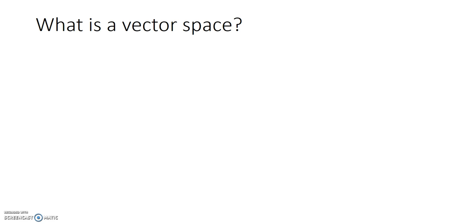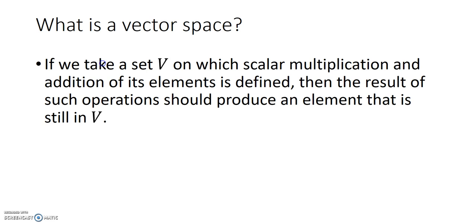So what is a vector space? Well, it's actually pretty simple, and we won't give this a whole ton of treatment, just at a really basic level, but a vector space is a set. And we'll just call that set V. Now, we'll talk about sets in just a moment, but it's a set V on which scalar multiplication and addition of its elements is defined. Then the result of such operations should produce an element that is still in V.